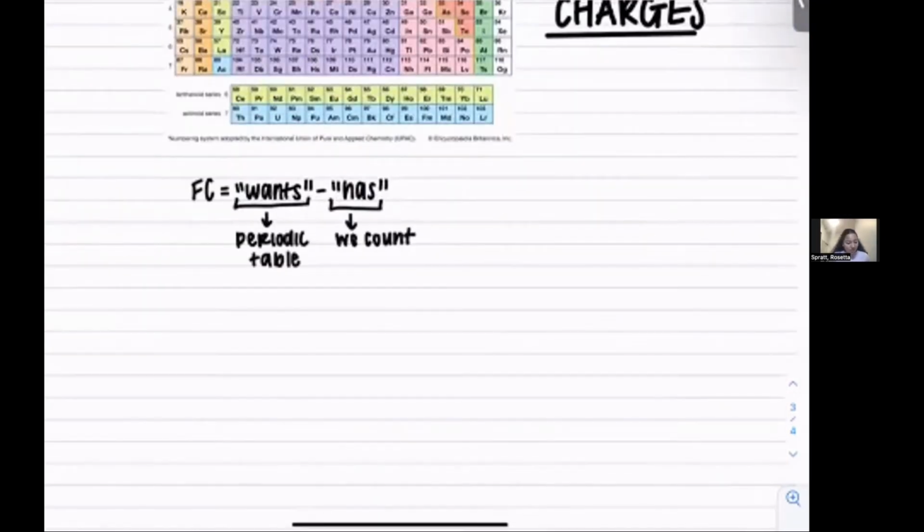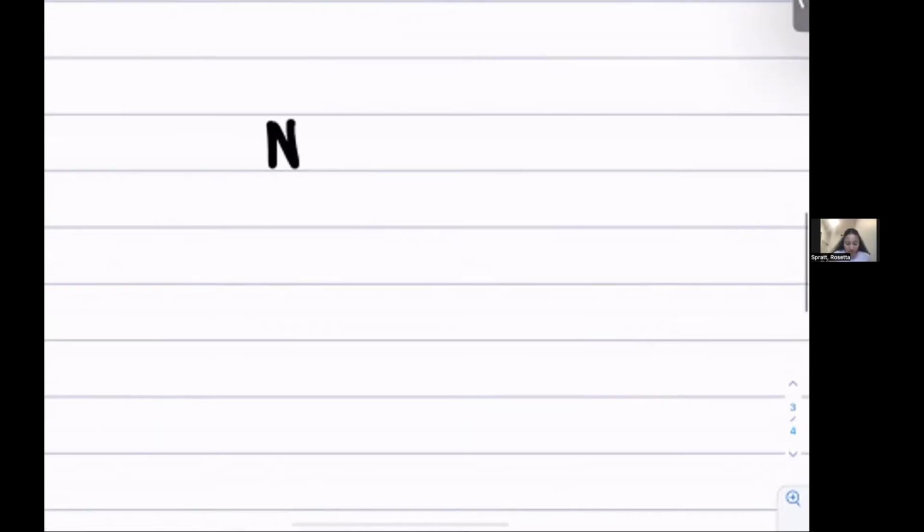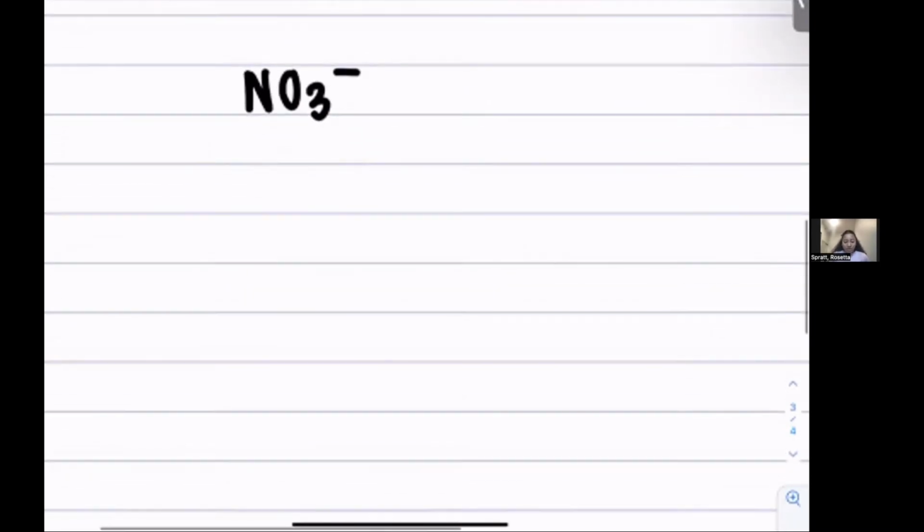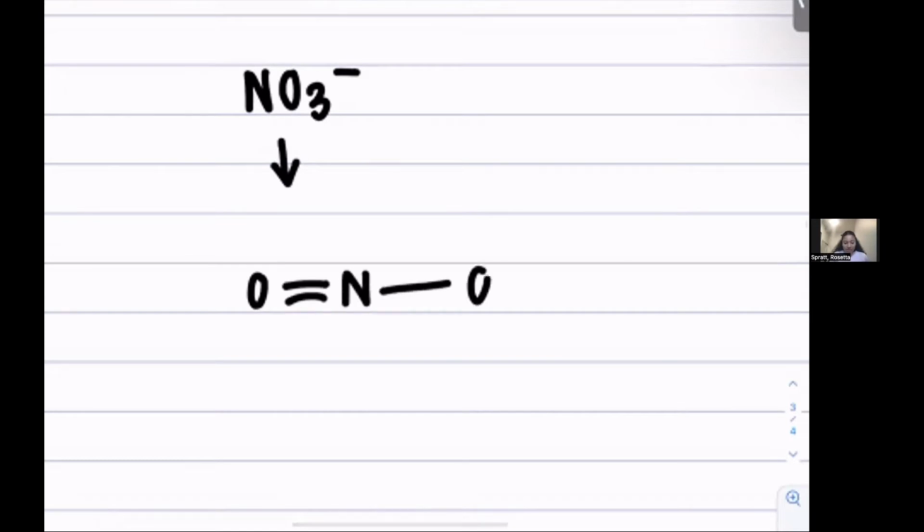Okay, so let's start with the molecule NO3 minus. If I draw the Lewis structure out for this, it looks something like this. We have an oxygen double bonded to a nitrogen, and then two single bonds to two oxygens. Draw our lone pairs because we want to satisfy octet. Okay, octet is satisfied, we are all good.